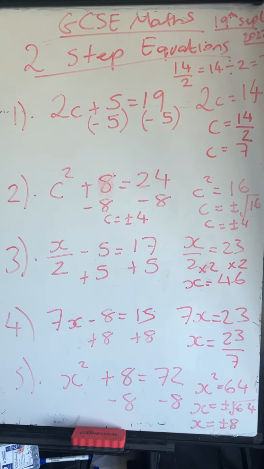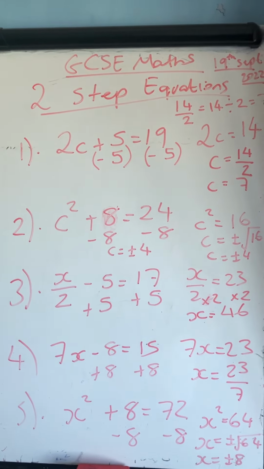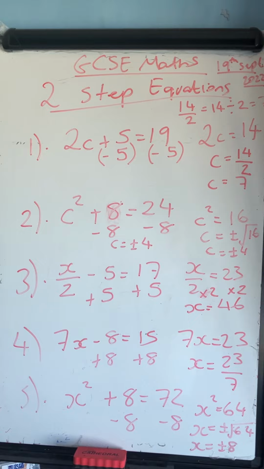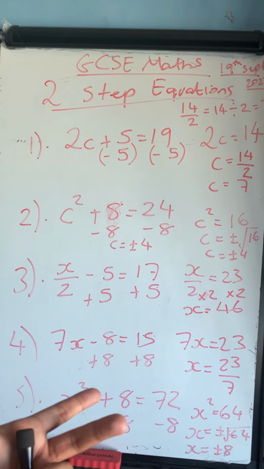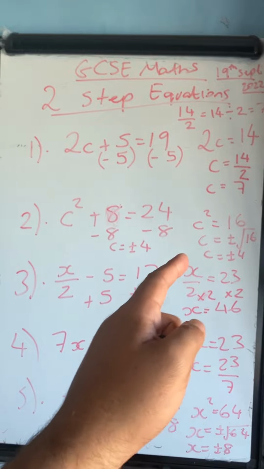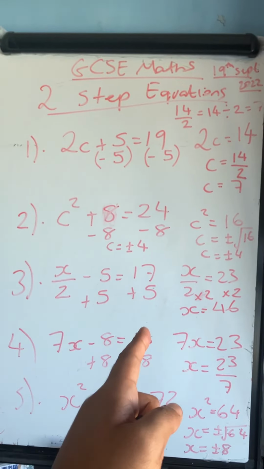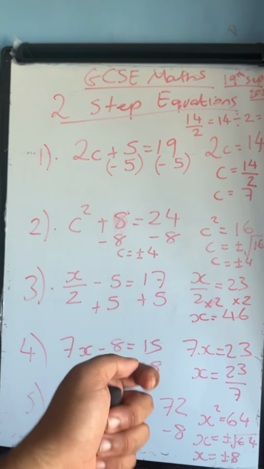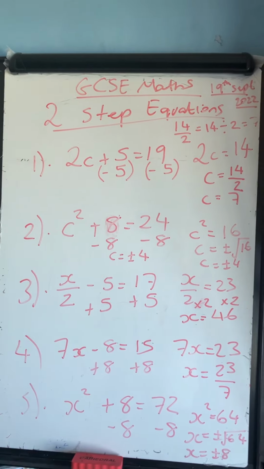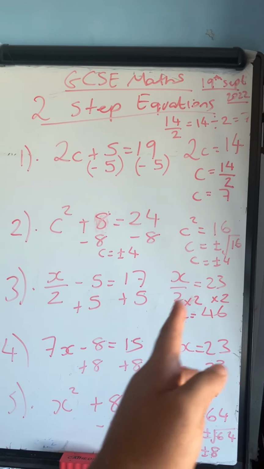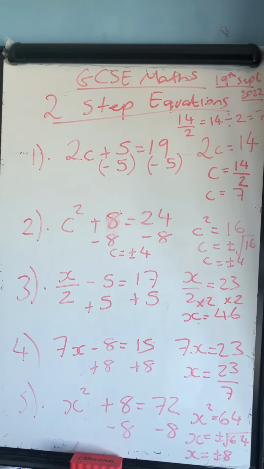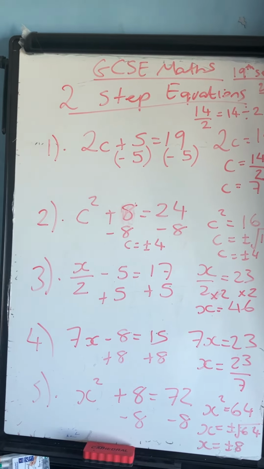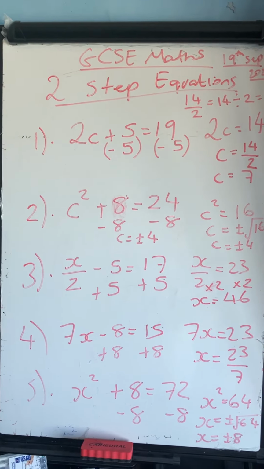Question number 3. Solving this equation, x over 2 minus 5 is equal to 17. I would add 5 to both sides to balance the equation. Minus 5 plus 5 goes to 0. So on the left-hand side, I just have x over 2, equals 17 plus 5 is 23. I've got x divided by 2 is equal to 23. The opposite of dividing by 2 is to multiply by 2. So I multiply both sides of my equation by 2. I get x is equal to 23 times 2, or 23 plus 23, which is 46, guys.